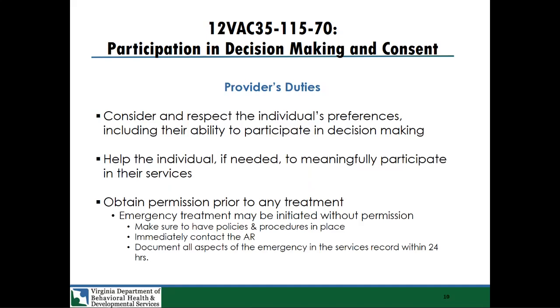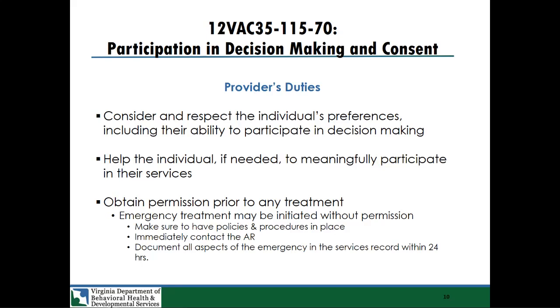Providers should also document that the individual has been asked or given the opportunity to express their preferences. This is required to be documented and typically is documented in the ISP. However, this can be documented throughout the services record in other ways according to your policies and procedures. It is important that the individual is encouraged and assisted to be as much a part of their services as they are able to.